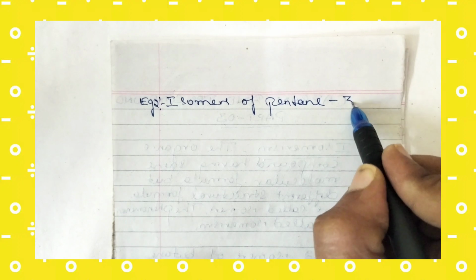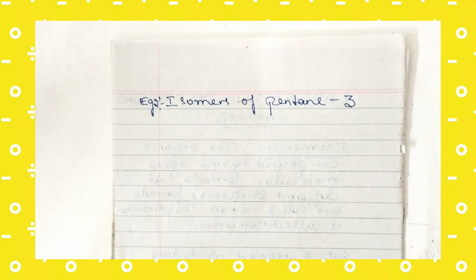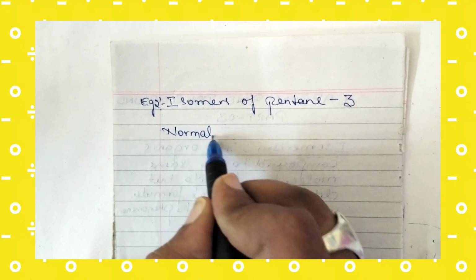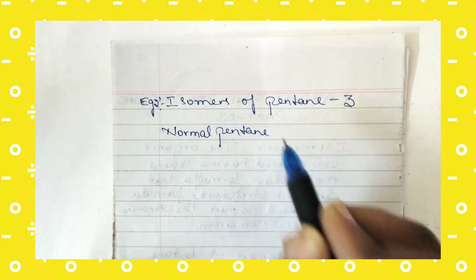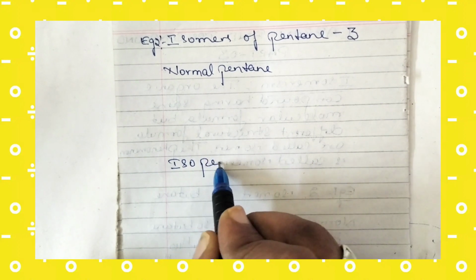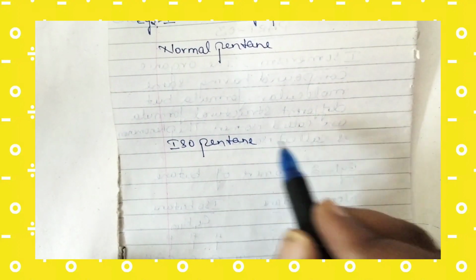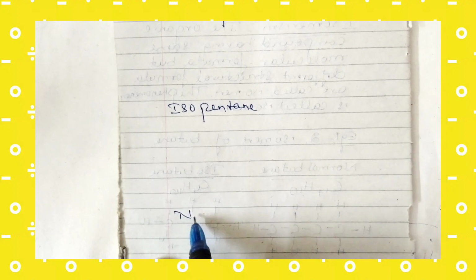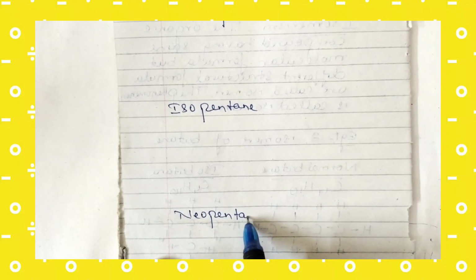In isomers of pentane, 3 isomers are there. In butane, 2 isomers are there. One is normal butane and another one is isobutane. But in pentane, 3 isomers are there. Let us write the 3 isomers. First one is normal pentane, second one is isopentane, and the third one is neopentane. So 3 isomers of pentane.